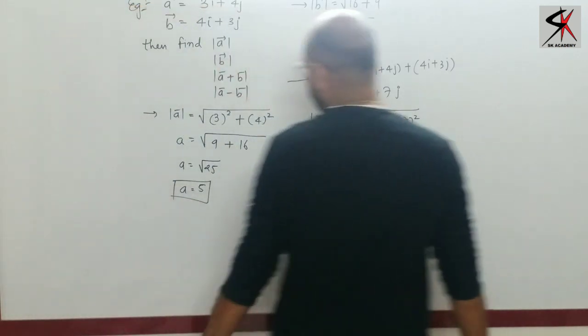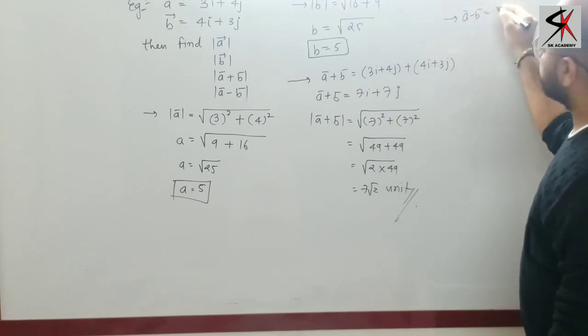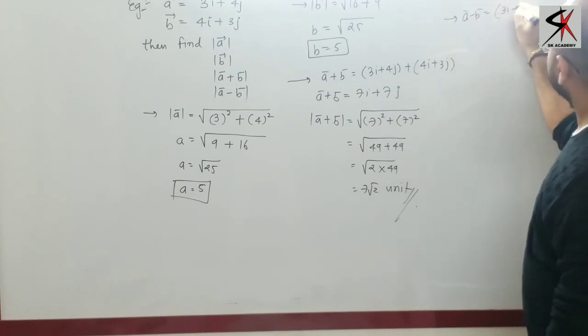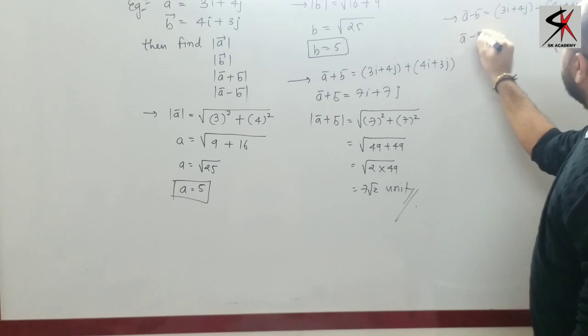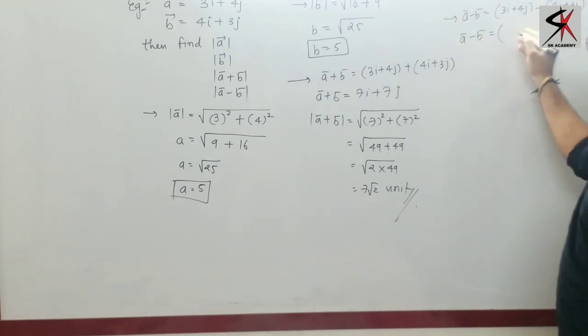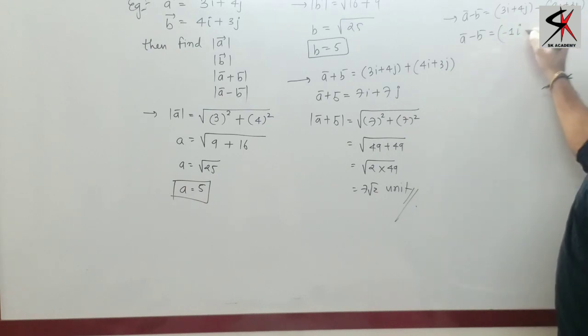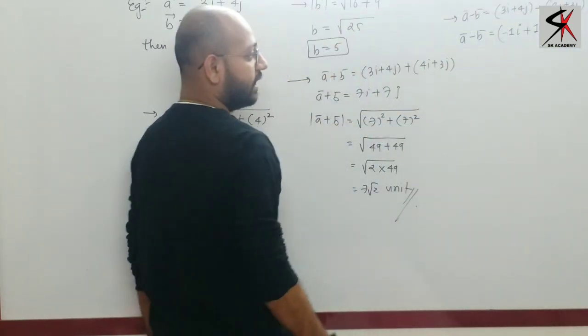Now the last one, a bar minus b bar. So a bar minus b bar is equal to, what is a bar? 3i plus 4j minus 4i plus 3j. Then a bar minus b bar is equal to 3 minus 4, which means minus 1. I will write here minus 1i and in this plus 1j. Don't cut both, because one is in the x direction and the other one is in the y direction.